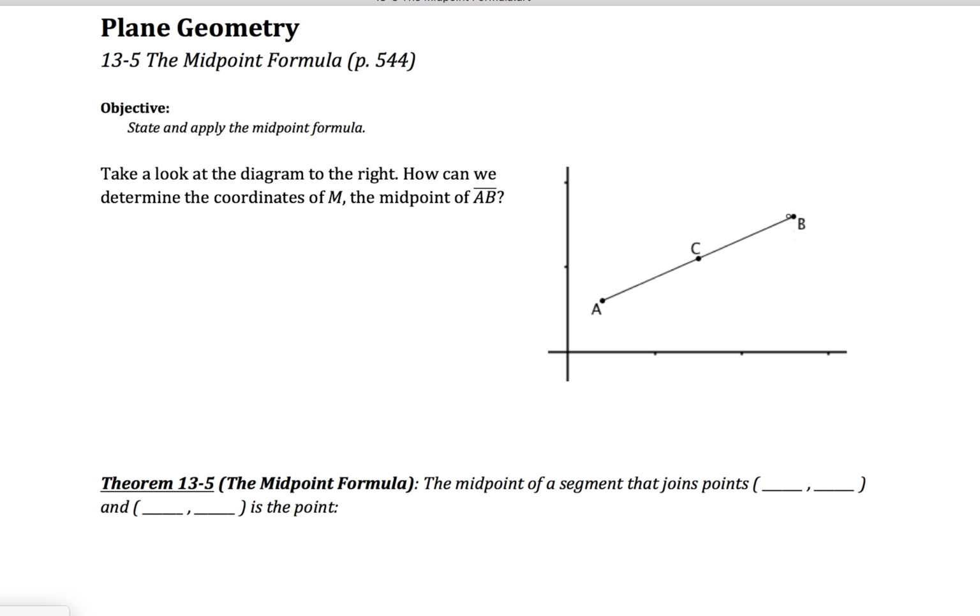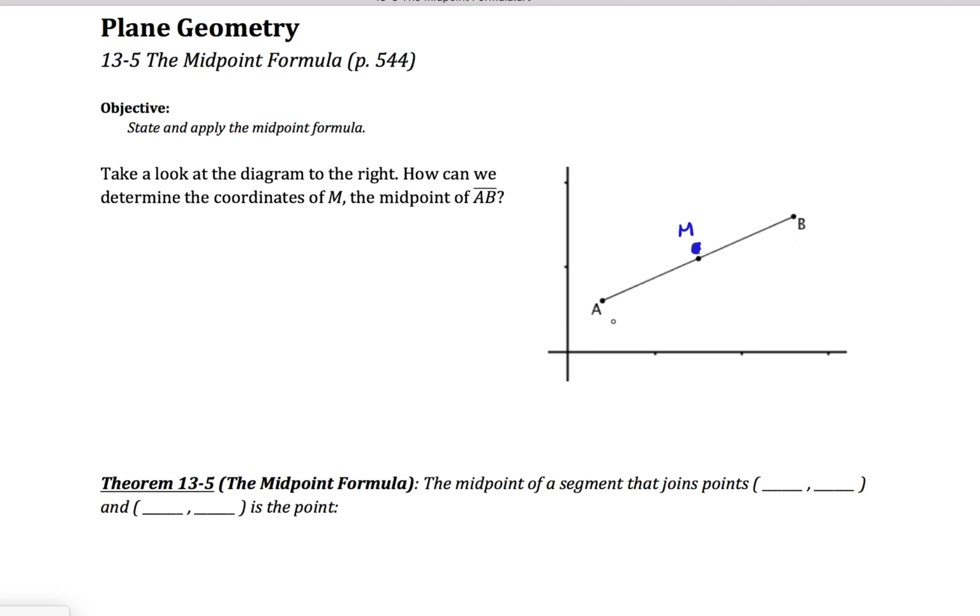Before we jump right in and just look at the formula, let's see if we can figure out where it comes from. Let's get an idea of why this formula that I'm going to show you in a minute works. So you can see I have a little instruction for you that says, take a look at this diagram and determine the coordinates of M, the midpoint of segment AB. That reminds me I need to change that to an M real quick. So how can I determine the coordinates of that point M right there?